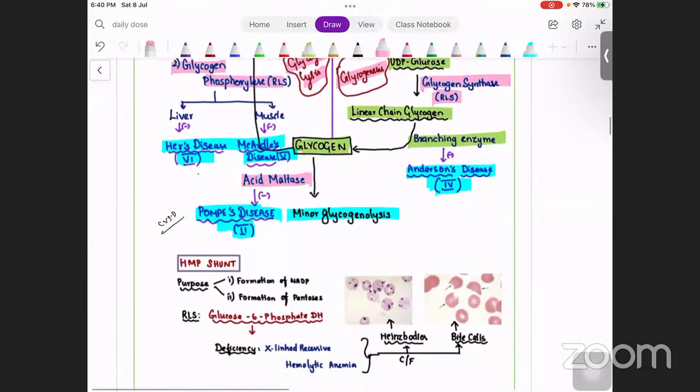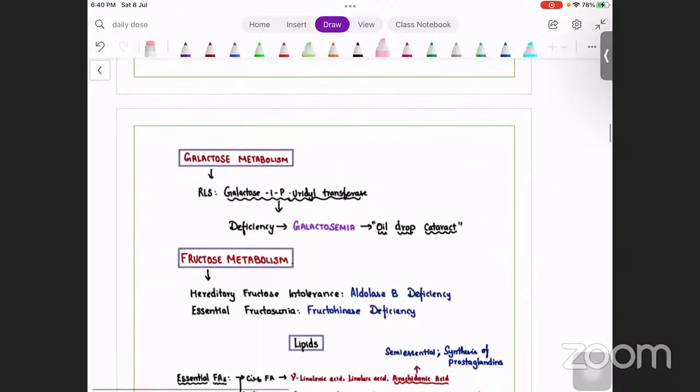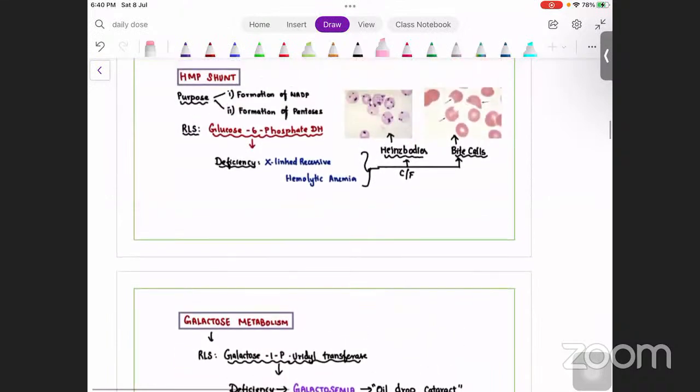Okay. So now the last area, that is your HMP shunt and the glucose and galactose metabolism. So HMP shunt, the main purpose of your HMP shunt is formation of NADPH and formation of pentoses. Very, very important. Formation of NADPH. Till now, whatever we have seen was NAD. Formation of NADPH and formation of pentoses are the main purpose of your HMP shunt.